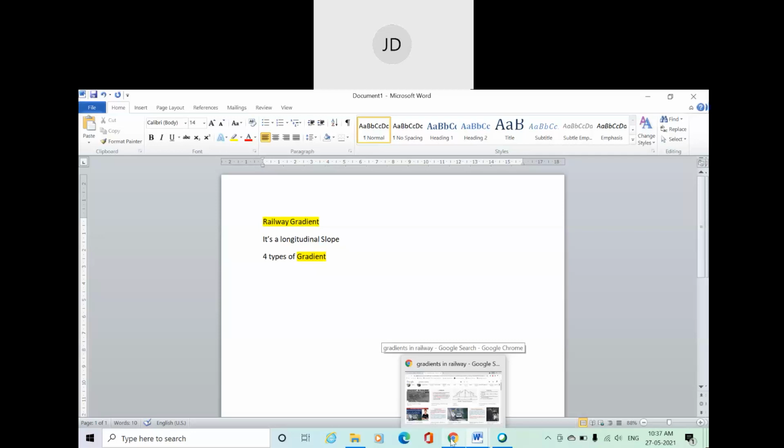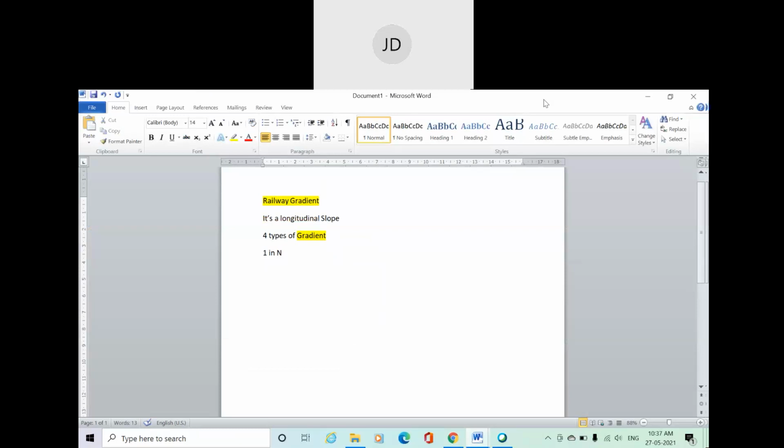Before that, gradient is represented in terms of what? Like 1 in n. This is a representation of gradient. 1 in n means n represents the longitudinal run and 1 represents the rise. That means for n units of run, we provide 1 unit of rise. So this is your slope, this is your gradient. 1 in n is the representation of gradient.